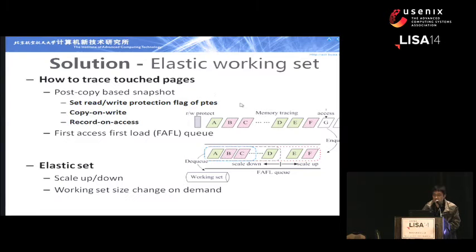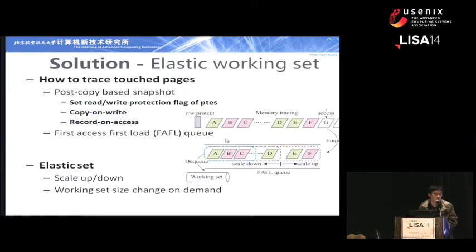To trace the touched pages, we adopt post-copy-based snapshot. We set the read-write protection flag over the page table entries, and for a memory write operation, we save the page content into the storage and record the page frame number in the queue. For a memory read operation, we only record the frame number into the queue. The queue is formed in a first access, first load manner.